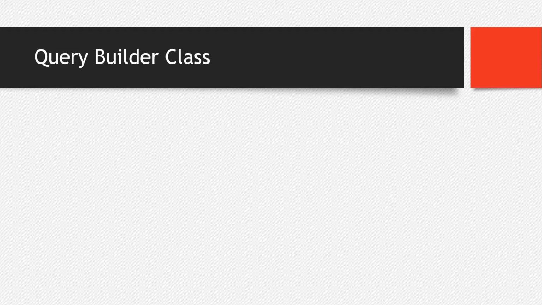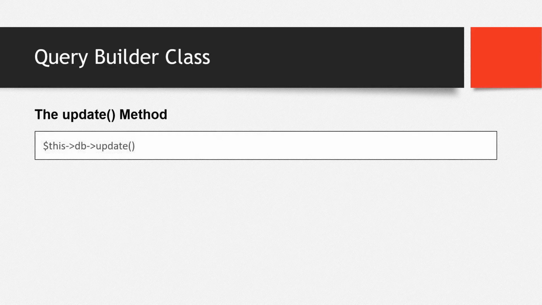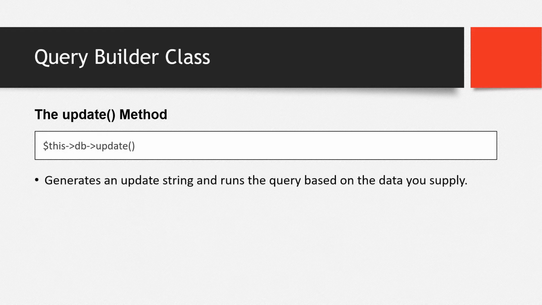Okay, so the next way is using the query builder class, which is the update method. This method basically generates an update string and runs the query based on the data you supply. You can pass an array or an object to the function.